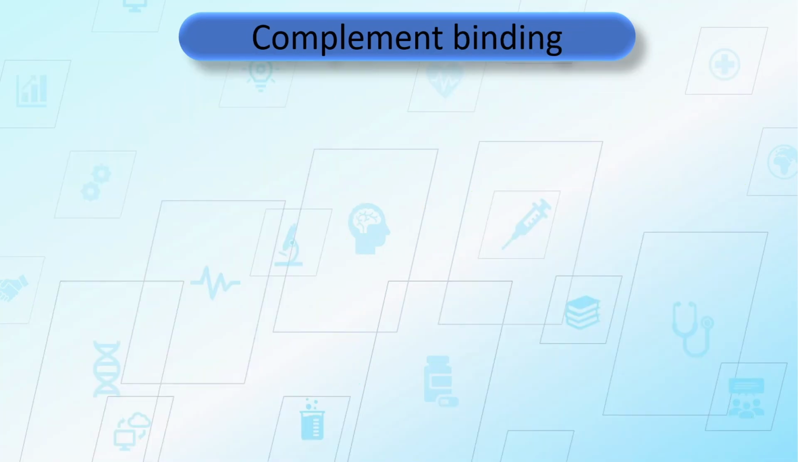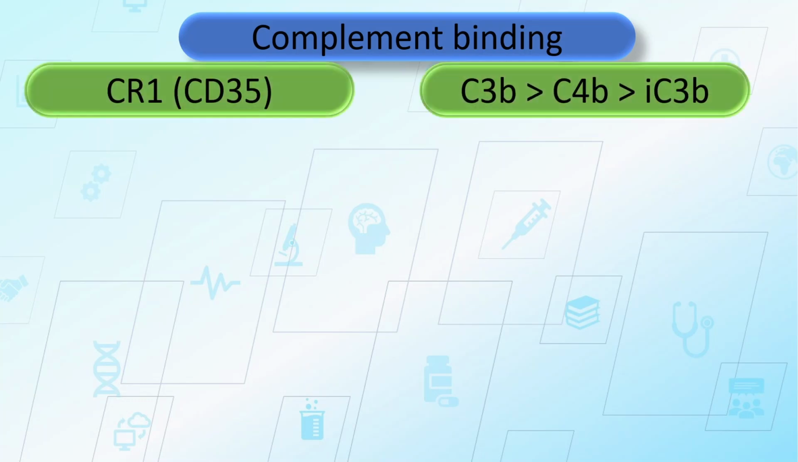So the other thing is there are also binding proteins for a complement system. So we can classify complement receptors into 4 major groups: type 1 complement receptor, type 2 complement receptor, type 3 complement receptor, and type 4 complement receptor. They also have other names. For example, in case of type 1 complement receptor, the other name is CD35.